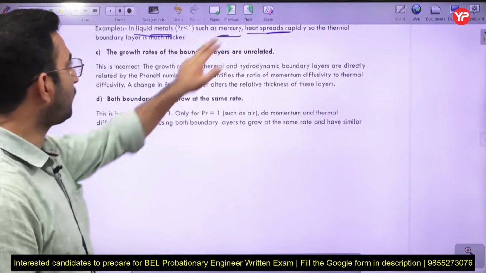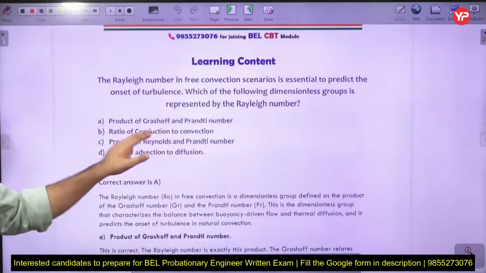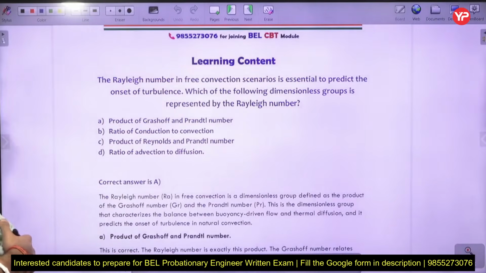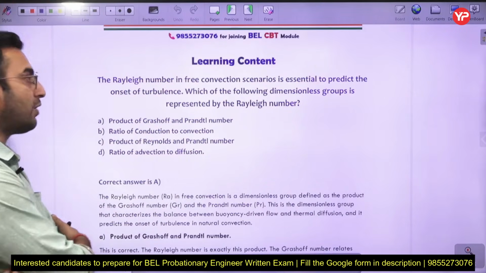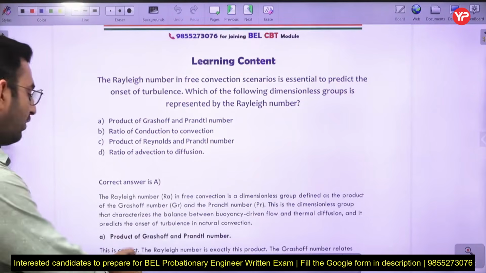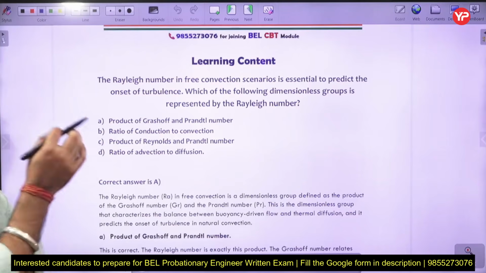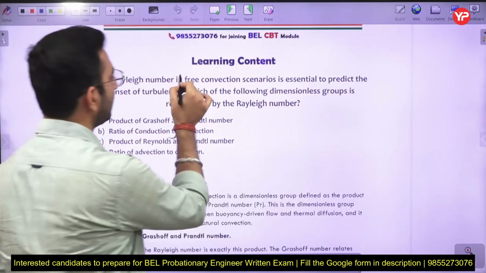Now let us move toward the next part, the third question. In the third question, it has been given that the Rayleigh number in the free convection scenario is essential to predict the onset of turbulence. Which of the following dimensionless groups is represented by the Rayleigh number? So here again this question has come from the convection part and specifically from the free convection.